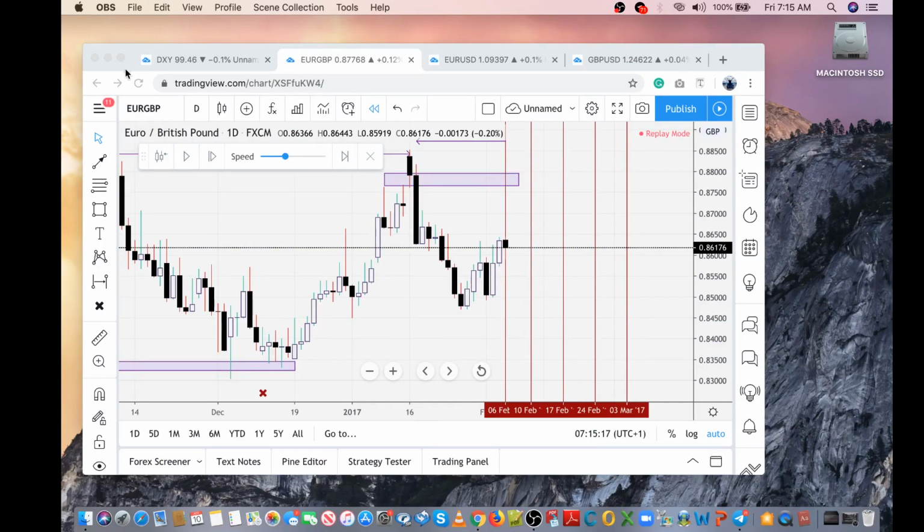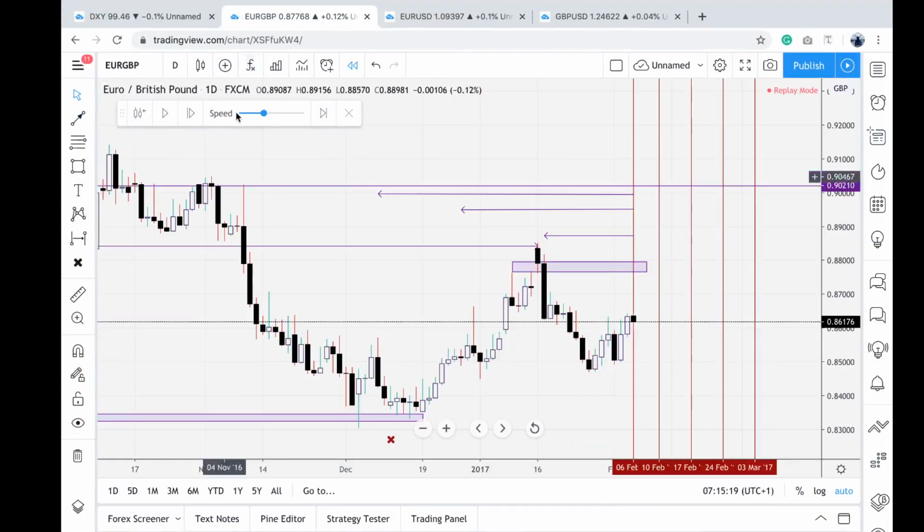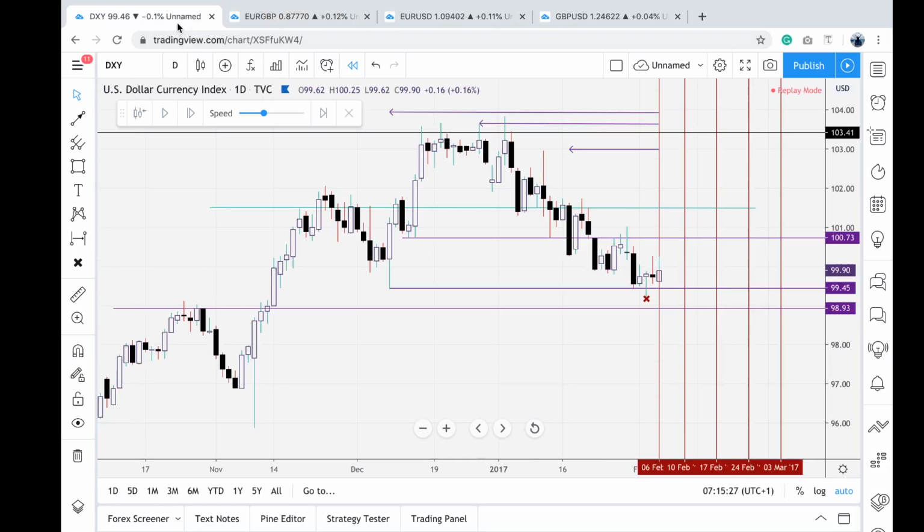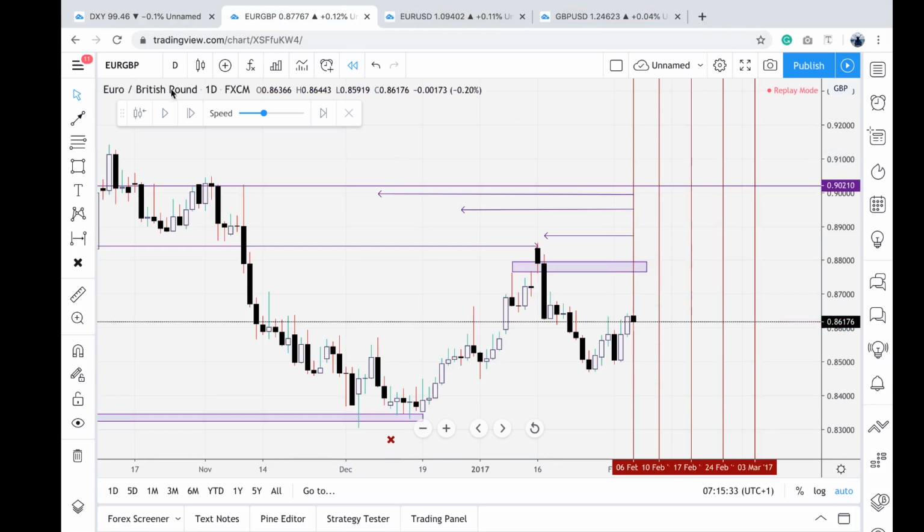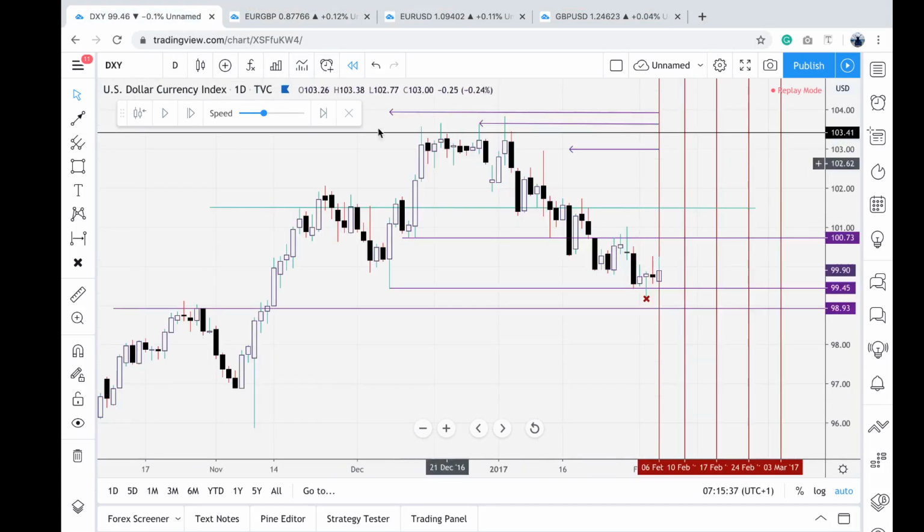As usual, we're going through our four different pairs, which is DXY, Euro Pound, Euro Dollar, and Pound US Dollar. So what I've actually done is I've marked up this DXY, also Euro Pound, before starting this recording. I'm going to show you what I simply did to analyze the market this way, so that we can get a concept of what we're looking for going into February.